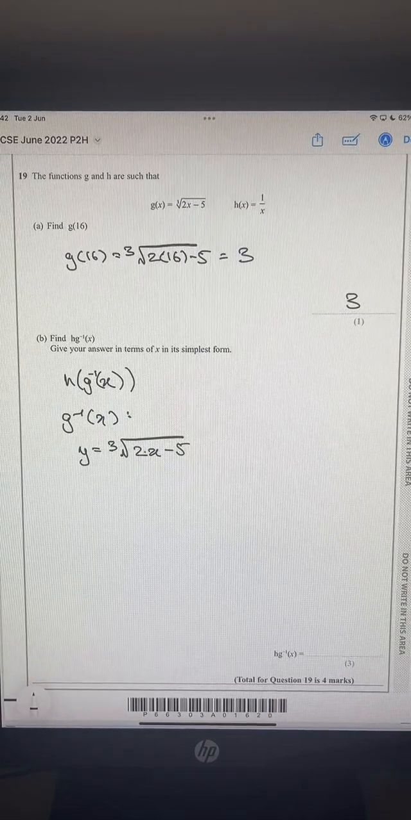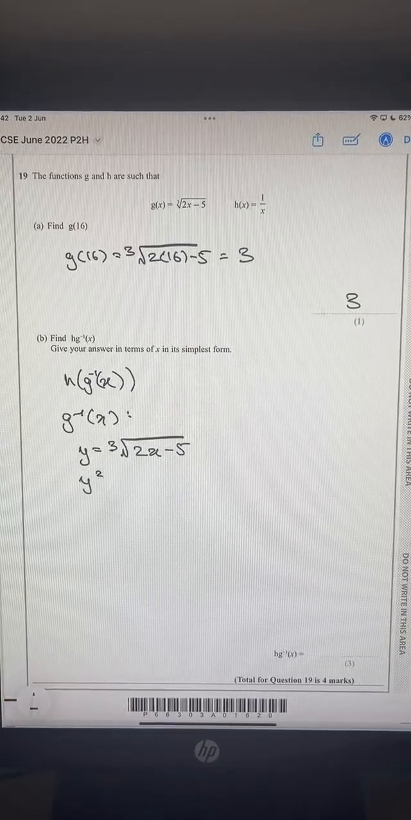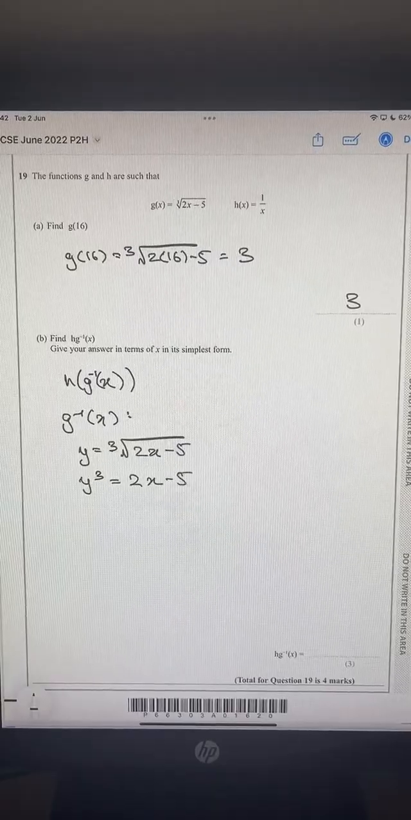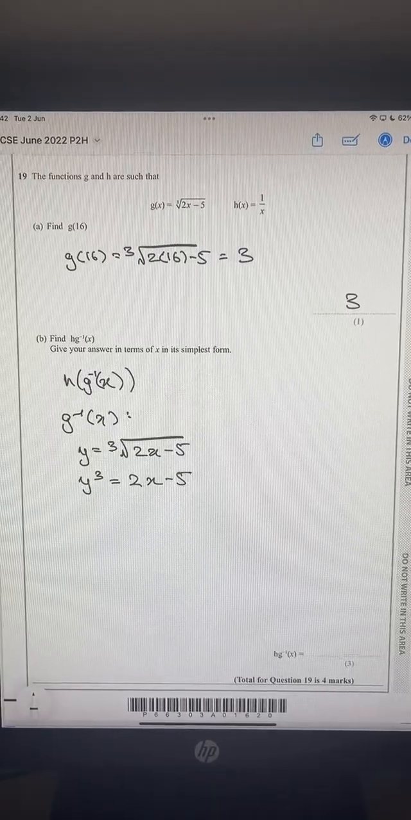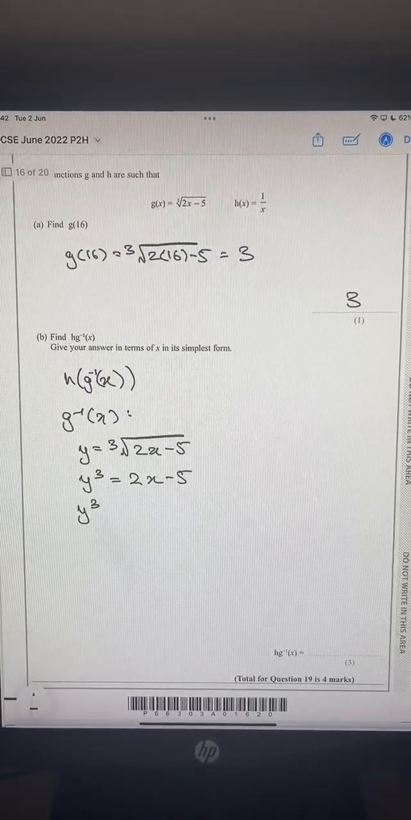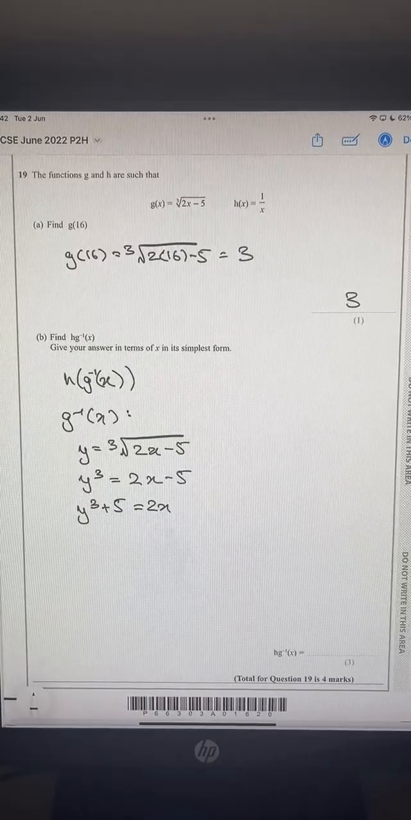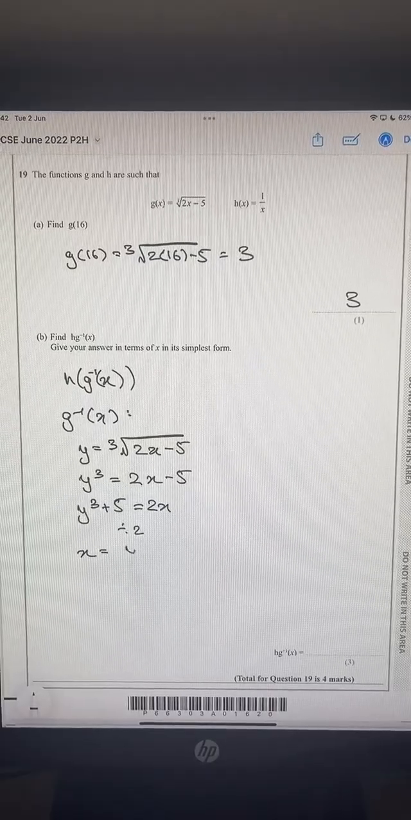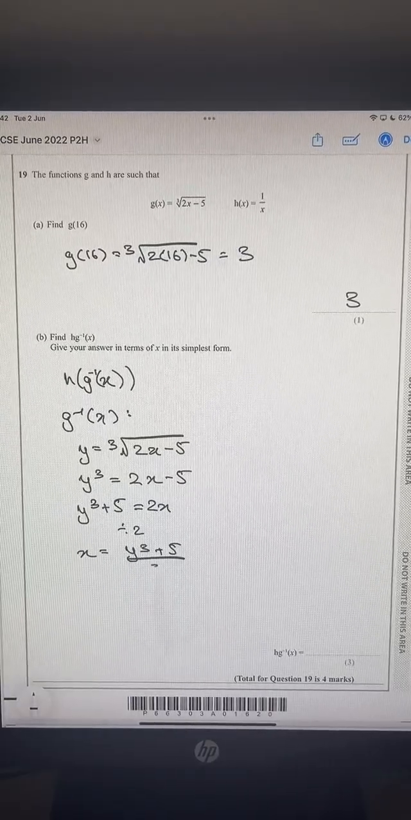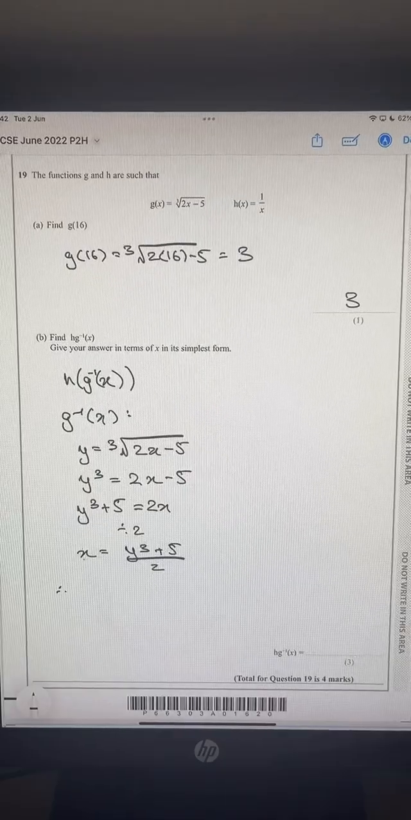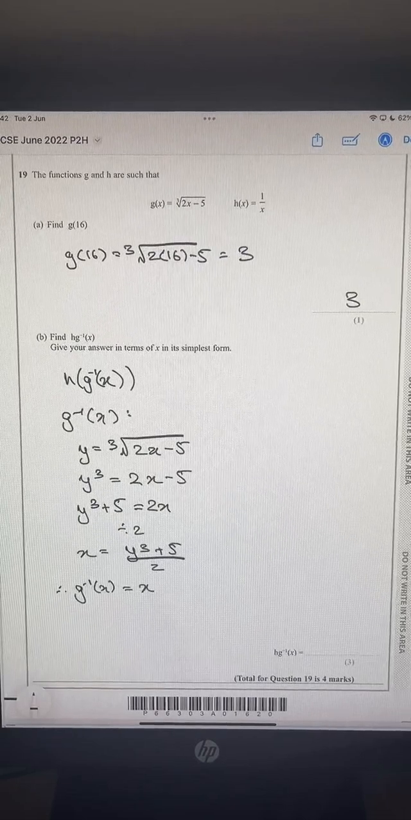So to get x on its own, here we are cube rooting it, so we're going to cube both sides, so y cubed equals 2x minus 5. Then we want to get rid of this minus 5 from our x side, so we're going to do y cubed plus 5 equals 2x. And then to separate the multiplication, you divide by 2, so x is equal to y cubed plus 5 divided by 2. So therefore, now just replace this with g minus 1 of x, and replace your y's with x's to get this. So that is the inverse function of g.